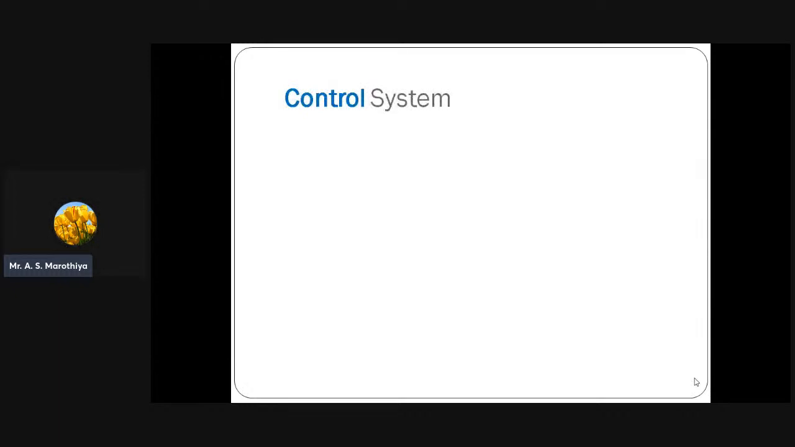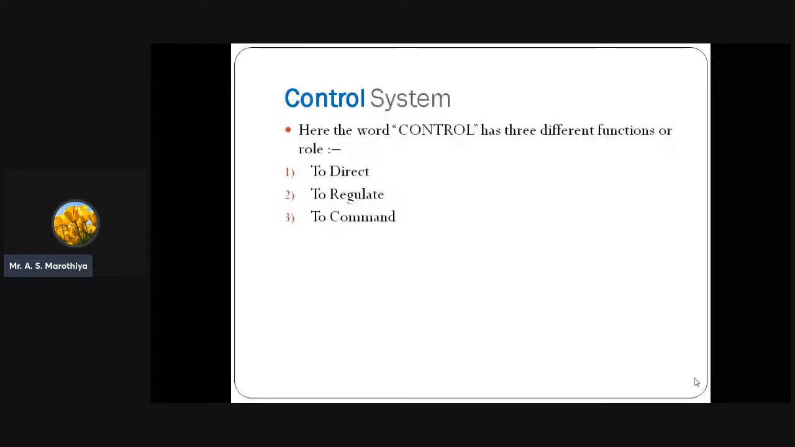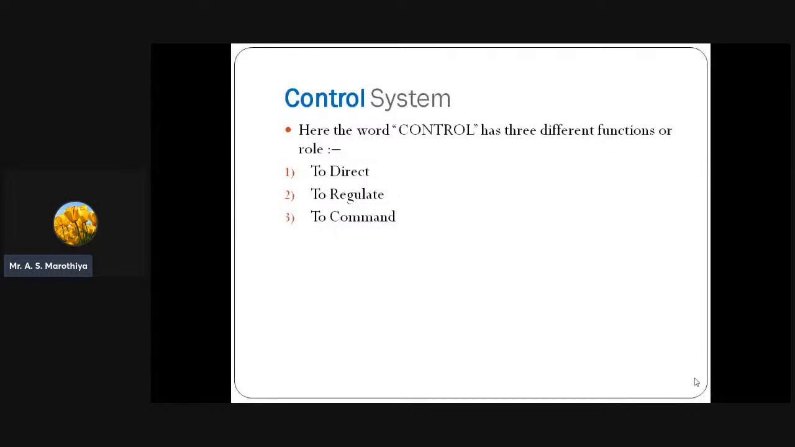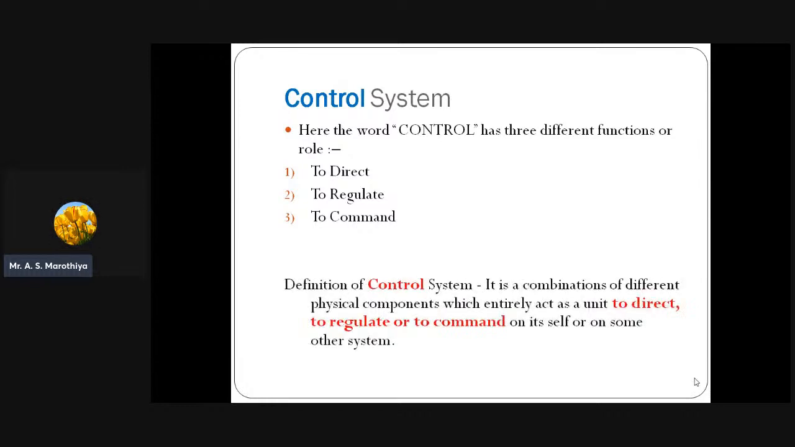Control basically adds three different functions simultaneously. First one is direction, second one is regulation, and third one is commanding. That means if a system is controlled, that system is capable of performing direction, capable of performing regulation, and also capable of commanding itself or some other component available in the system. Now based on that we define control system. It is a combination of different physical components which entirely act as a unit to direct, to regulate, or to command itself or some other component of the system.